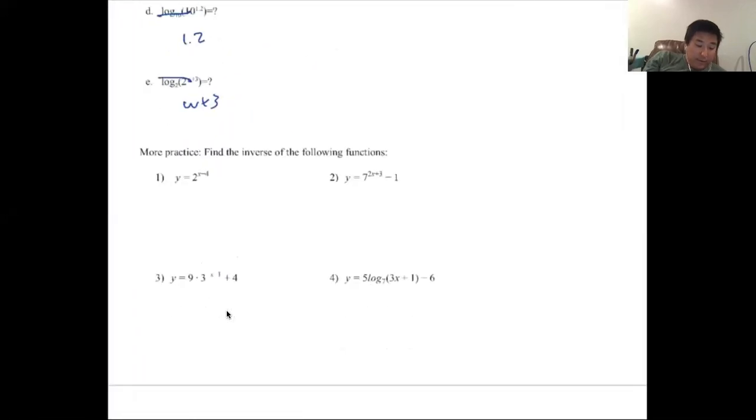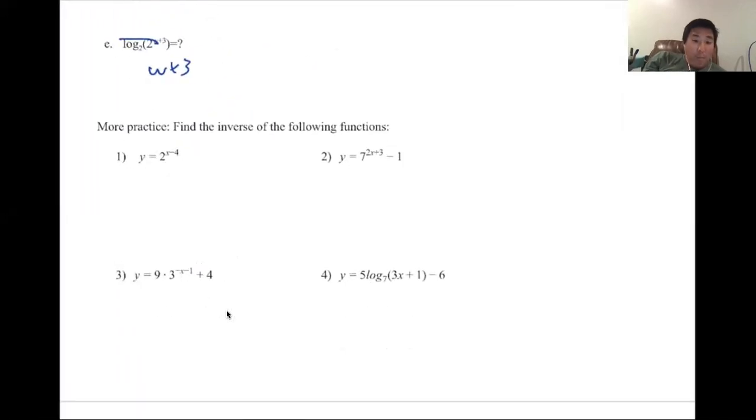More practice finding inverses. So switch: x equals 2 to the y minus 4. I'm going to log it base 2. Why do I pick 2? Because that's the base right here. Cancel, so y minus 4 equals log base 2 of x. I'm going to add 4. Log base 2 of x plus 4 equals y.